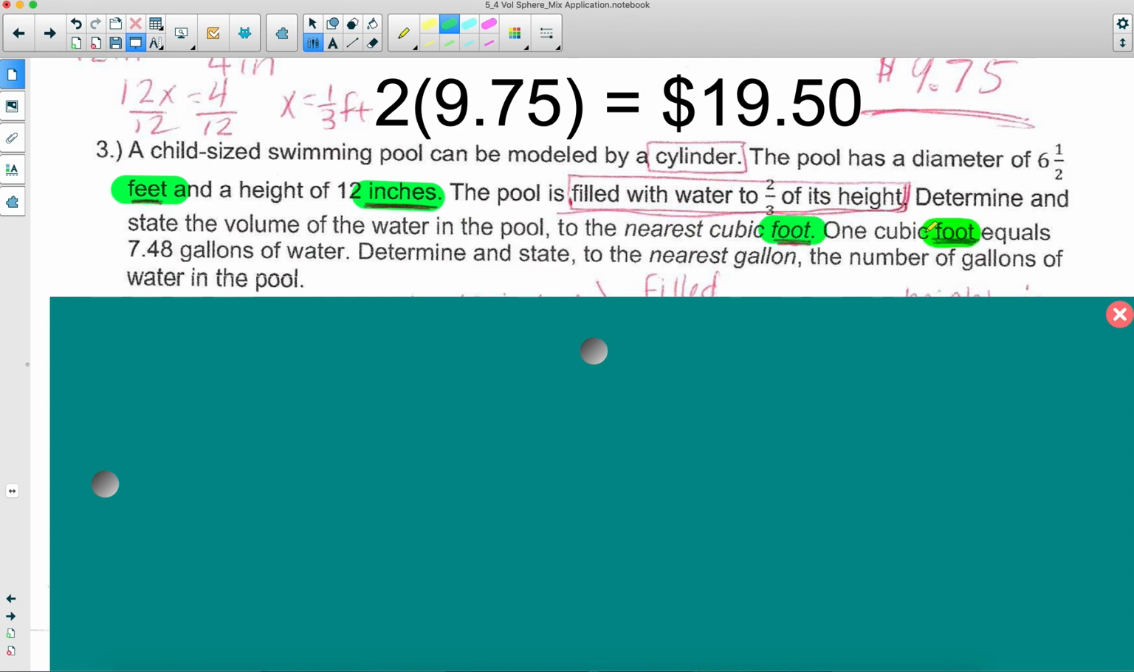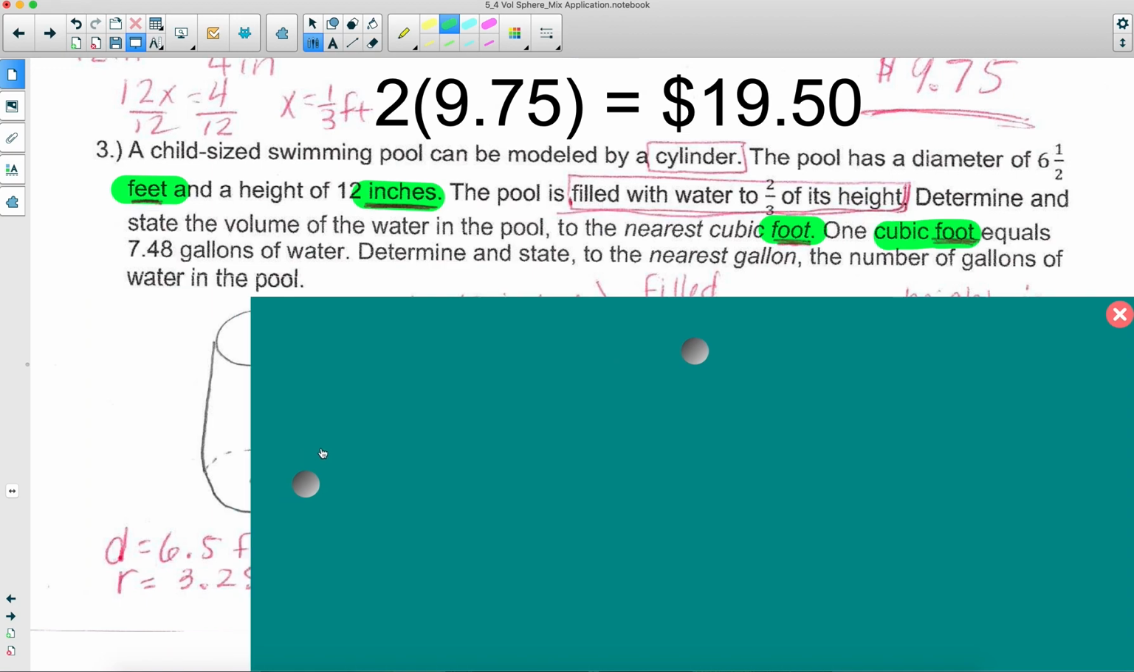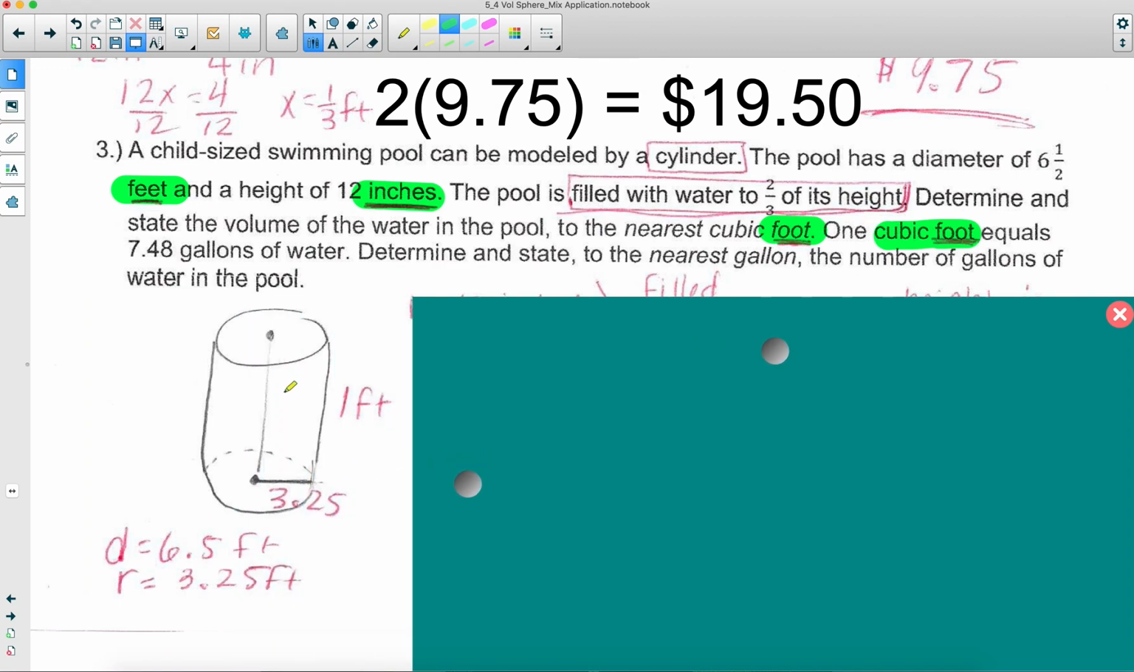And again, 1 cubic foot equals 7.48 gallons of water. Determine and state to the nearest gallon the number of gallons of water in the pool. So what are we dealing with? Kind of let's review what we have here. We have a cylinder. We have the diameter and the height in 2 different units. The height is also only 2/3 of what's given. And we know that we have to find how many gallons we need if 1 cubic foot is 7.48 gallons of water. So take a look at what I have over here. Kind of sketch this out for myself.